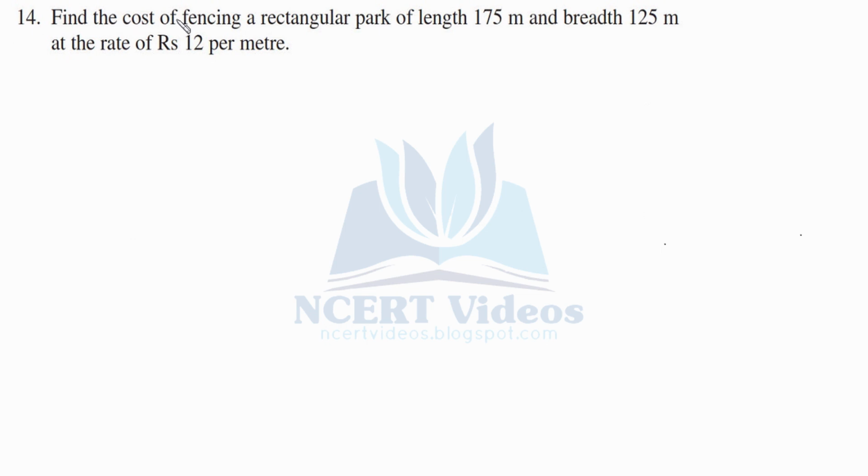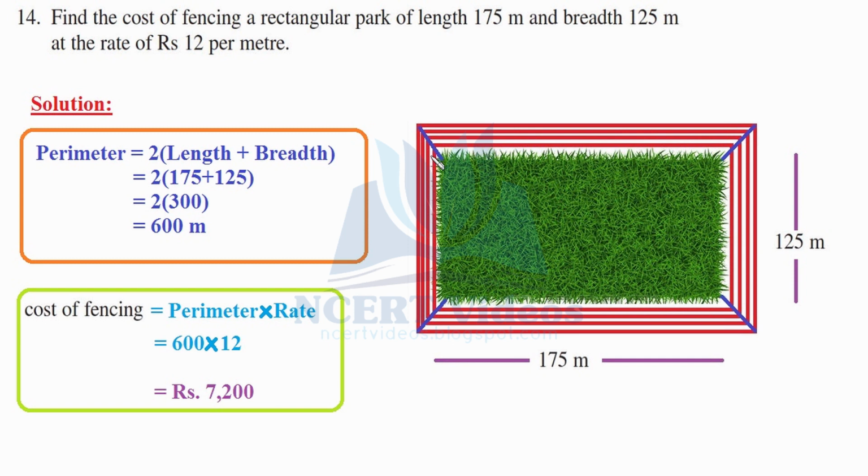14. Find the cost of fencing a rectangular park of length 175 meter and breadth 125 meter at the rate of rupees 12 per meter. Now this time we have a rectangle rather than square. Again, same thing, we have to fence it, and the length is 175 meter and breadth is 125 meter. Now the rate is rupees 12 per meter. So this is, again, we have to find perimeter first of all.